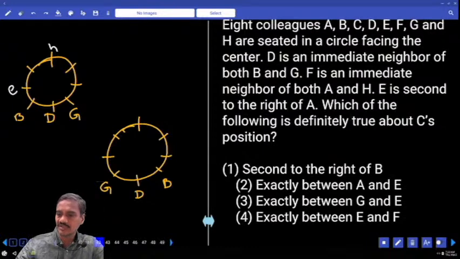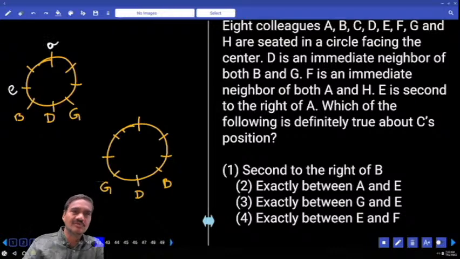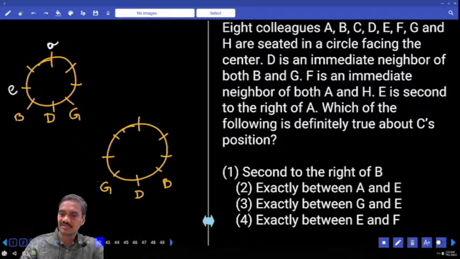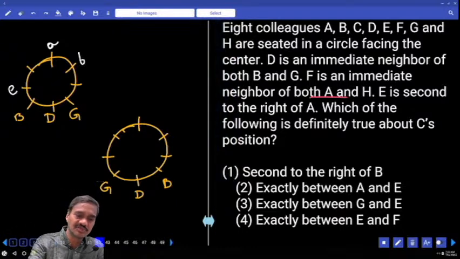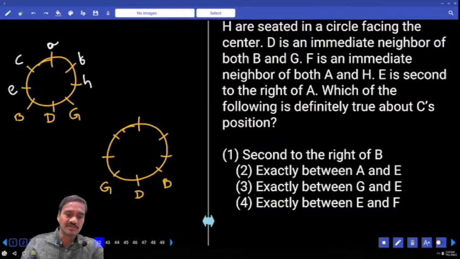Now E is seated second to the right of A. As E is seated second to the right of A, A will be here. Now if A is here, F is an immediate neighbor of both A and H. F is here, H is here. Then the person who is left over is C. Then which of the following is true about C's position? Second to the right of B? No. Second to the left of B. Exactly between A and E? Yes. That is choice 2, the answer.